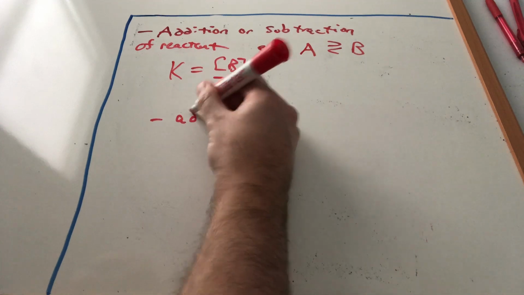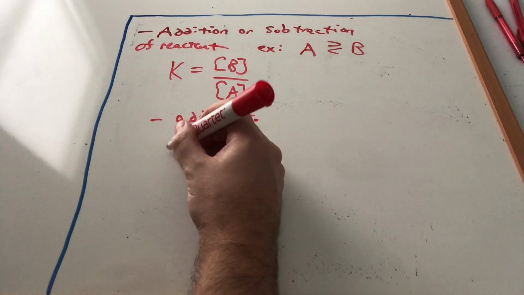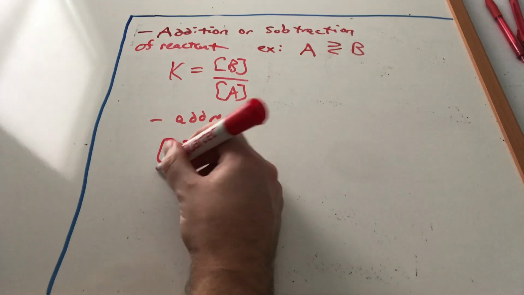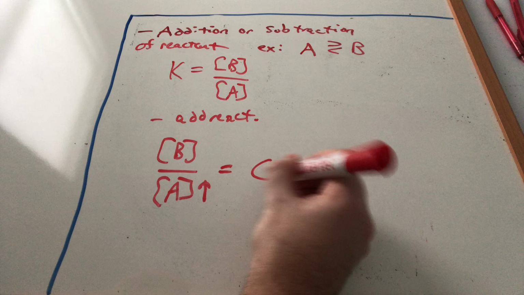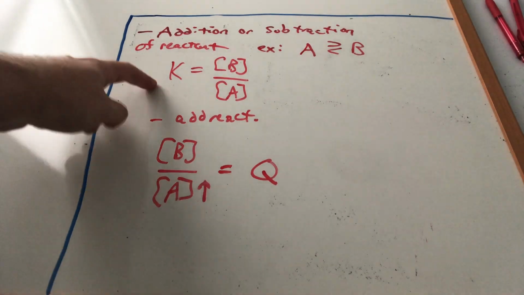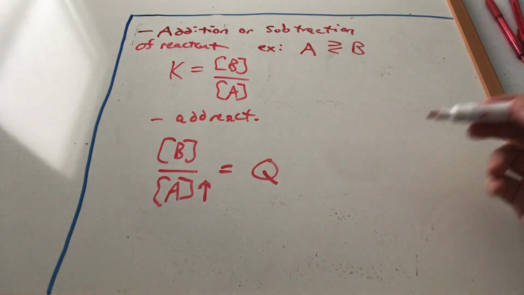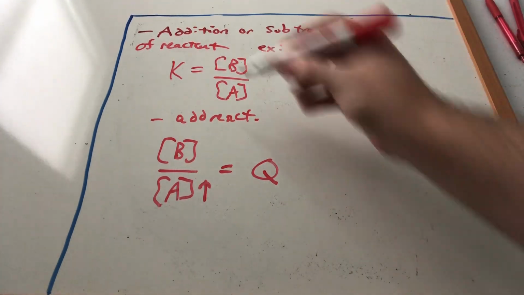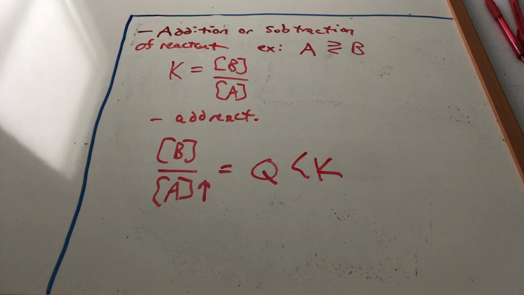What happens if I add reactant? All right. If I add reactant, my expression, which is a Q, now looks like this. If I make the denominator bigger, how does Q compare to K? Well, now it looks like there's too much reactant. The denominator gets bigger and Q gets smaller than K. So in this case, Q is less than K, right? Because the denominator got big.